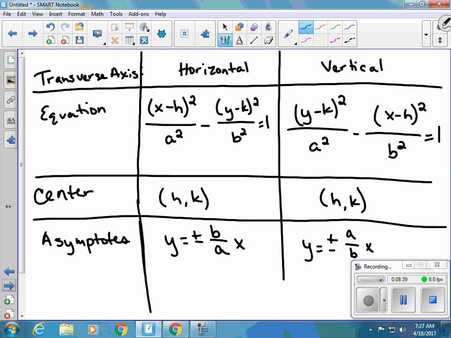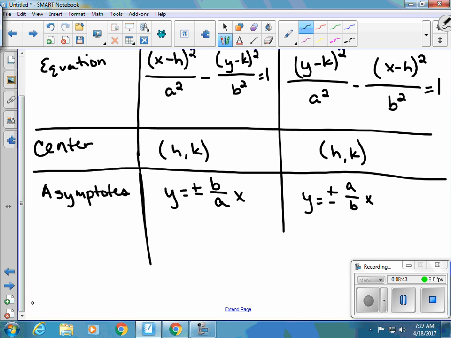With the vertical, the A and the B just switch. It's not necessarily that the Y and the X switch. And the other thing is, how do you find your equation? Well, we need to talk about your foci and how to find the A and the B and the C.